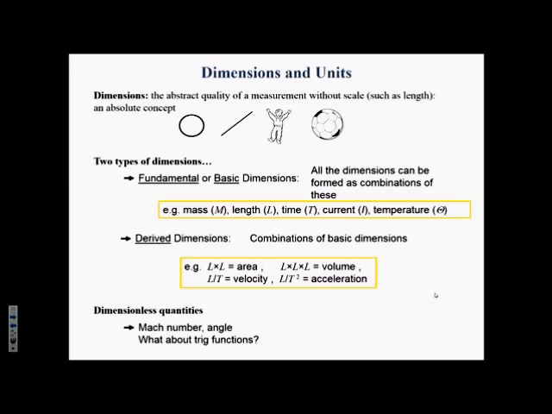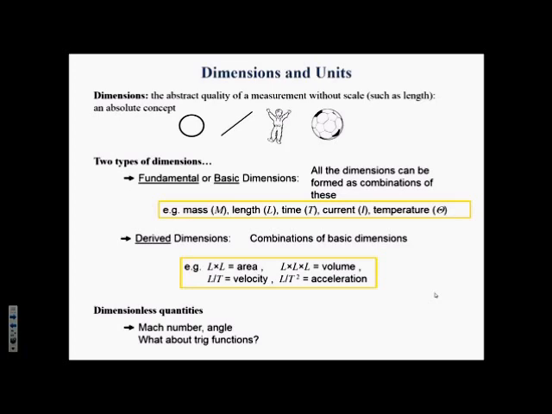So dimensions, which is an abstract concept, are very few. There are not too many base dimensions, fundamental dimensions. So fundamental dimensions that we deal with are mass, which we usually write as uppercase M, length, uppercase L, time, uppercase T, current, I, and temperature, theta. There are only very few base dimensions.